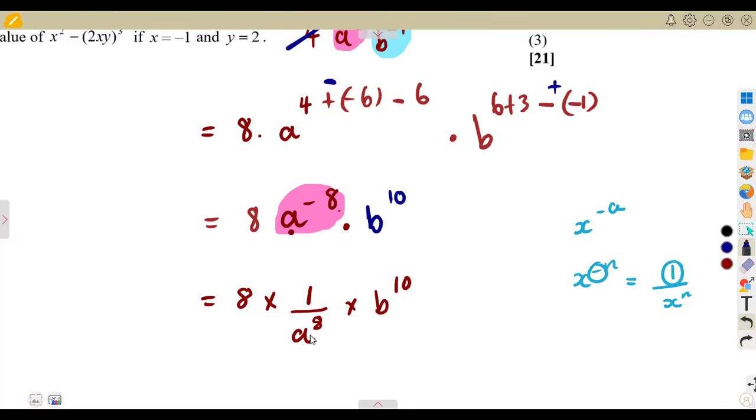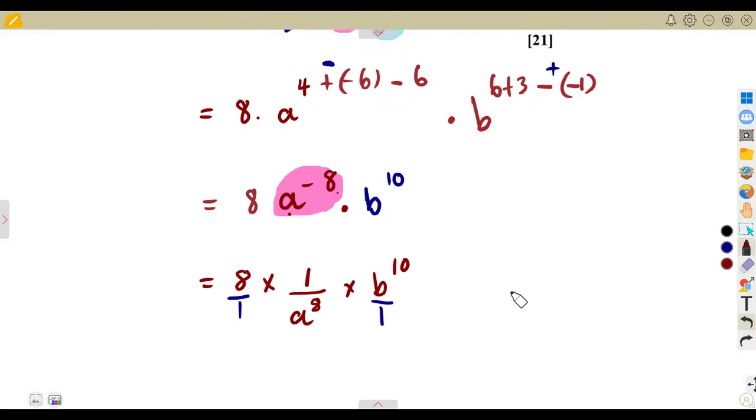So in our multiplication, we know that all terms can be written as over 1. Every term can be written as over 1. So this can be over 1, over 1. So what does it mean? I'm simply multiplying the numerators together. 8 times 1 times b to the exponent of 10. That is going to be 8b to the exponent of 10.